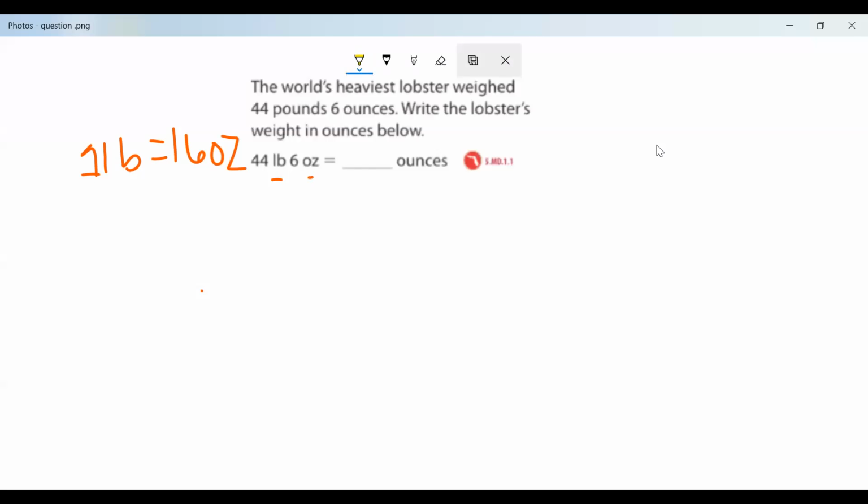It says the world's heaviest lobster weighed 44 pounds and 6 ounces. Write the lobster's weight in ounces below. So even though you have some ounces in here, we also have pounds. So we need to get our 2 different units of measure the same. There's a bunch of different reasons why you might need to do this. In this particular question, we have to do that because it's asking for just ounces.